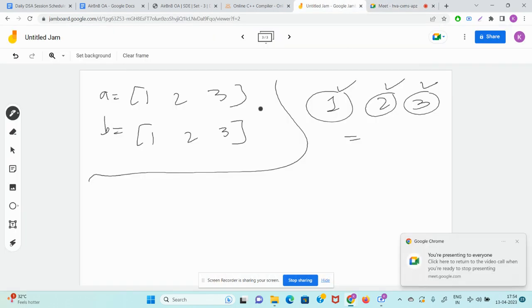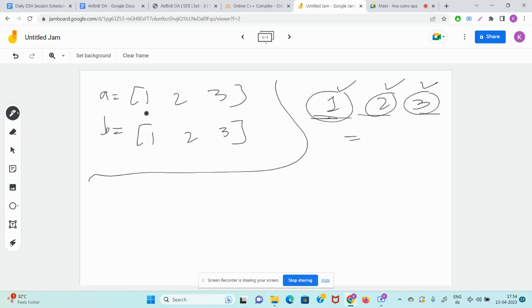What will be the cost of removing the stones if you first pick the first stone, then second, then third? The answer will be 3. Why? When you pick the first stone, the cost is A of 1. Then you pick the second stone, the cost is A of 2. When you pick the third stone, there is no cost because nothing is left, so 0. So A of 1 plus A of 2 plus 0, which is 1 plus 2, so this is 3.